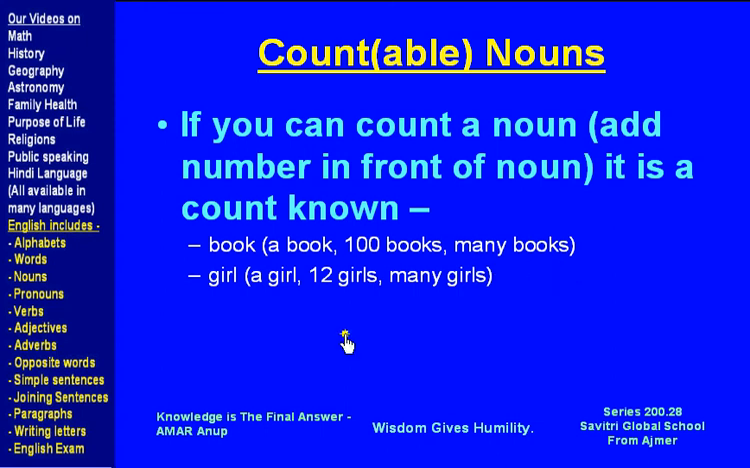And here is the second thing, that we can add an s, or we can make a plural of that noun. That is a count noun. Many books. Many is a quantifier. It tells the quantity. It doesn't give the number, but it gives a quantity. So three features of count nouns or countable nouns are: number one, you can add a number before them; number two, you can make a plural of those nouns; and number three, you can add quantifiers like many or few.